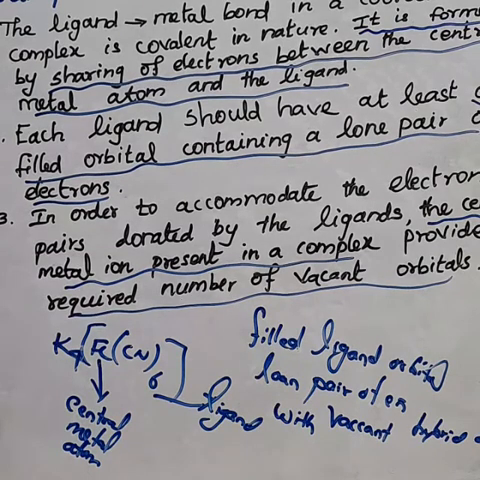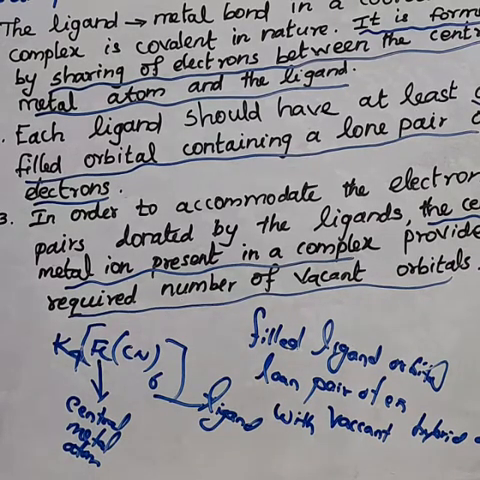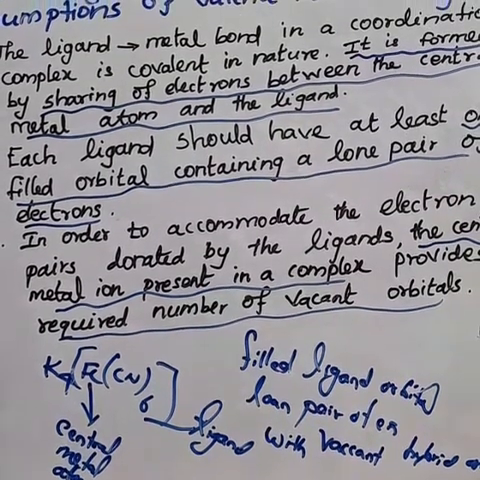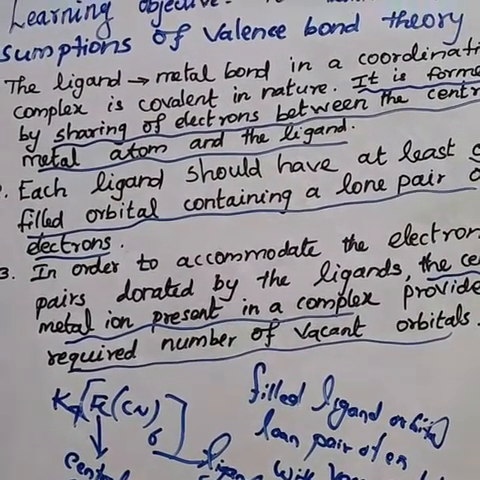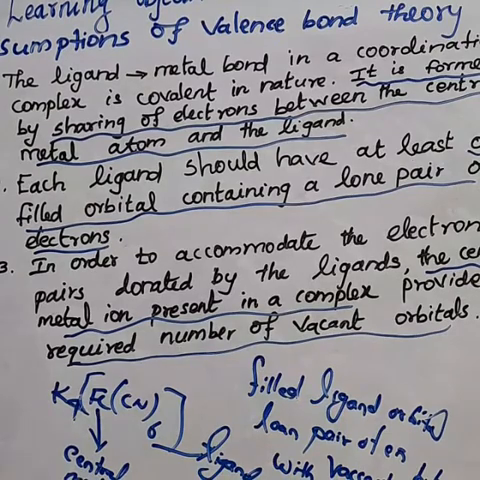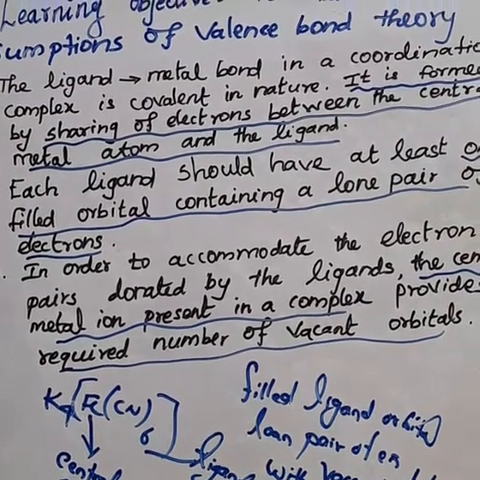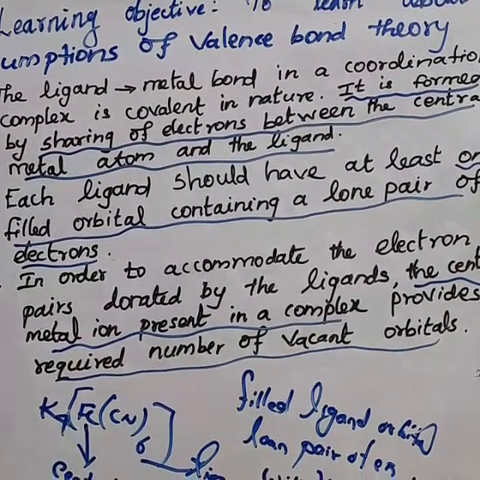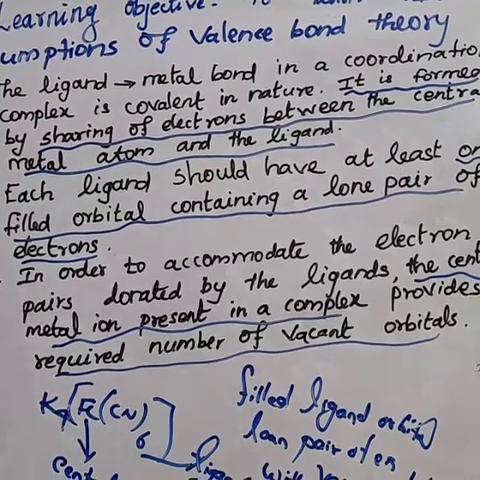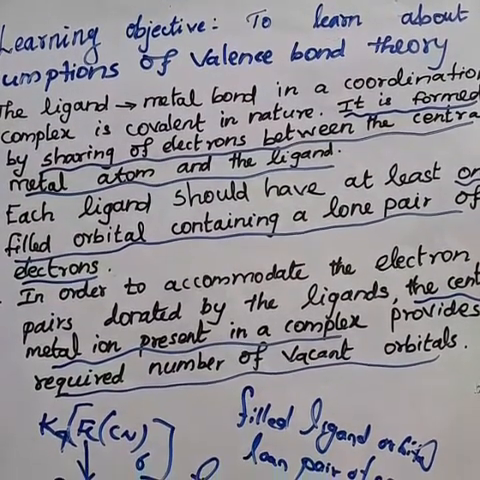Our learning objective is the main assumptions of valence bond theory. I think there are more than 8 or 9 points. You should learn them. This is one of the important 5-mark questions: what are the main assumptions of valence bond theory? This is our learning objective today.